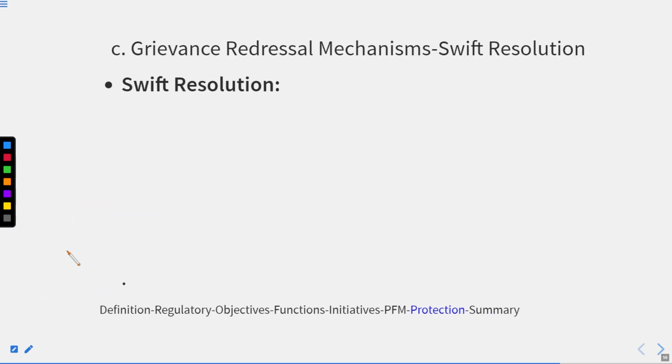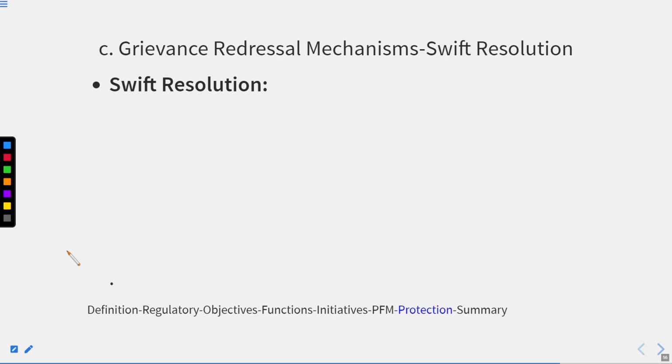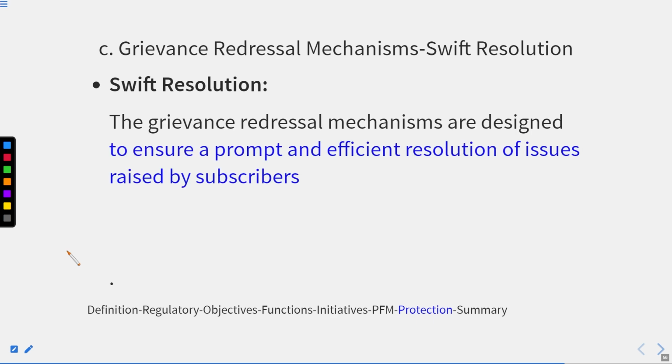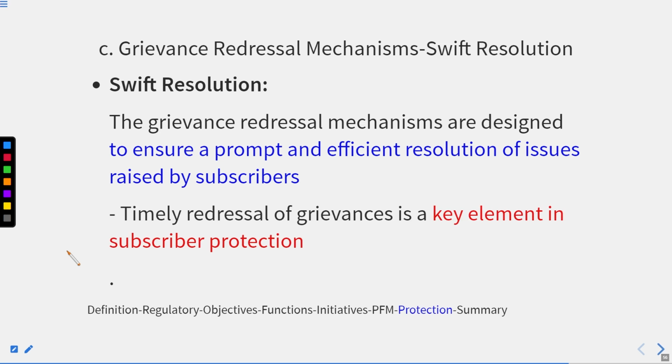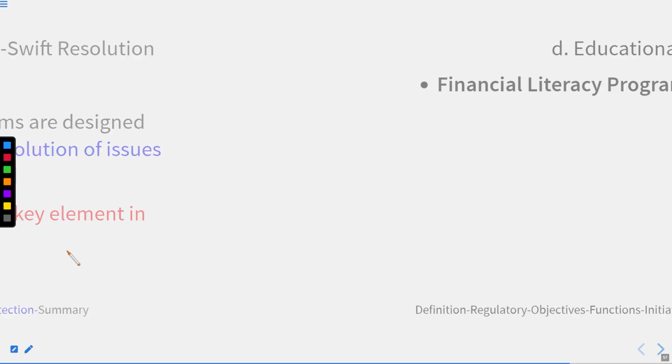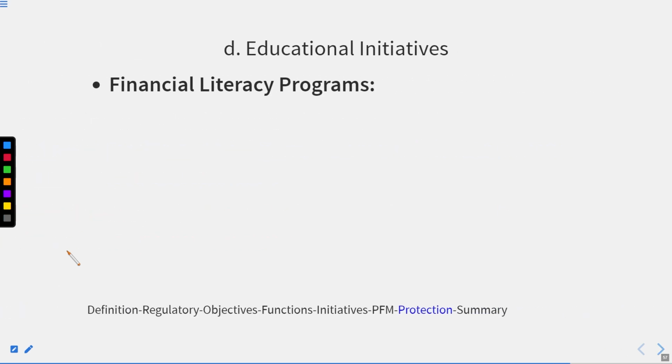Okay. Thereafter, what we have is the swift resolution. What do you mean by it? Let's understand. The grievance redressal mechanisms are designed to ensure the prompt and efficient resolution of issues raised by the subscribers. Timely redressal of grievances is a key element in subscribers' protection. Okay, it means that the grievance must be handled in a particular time period.